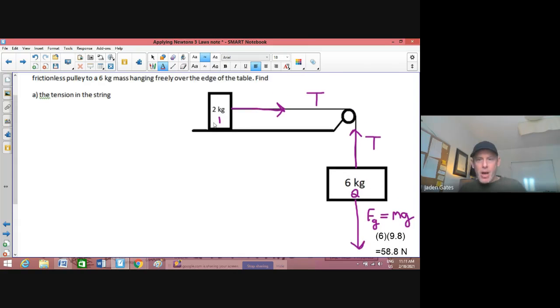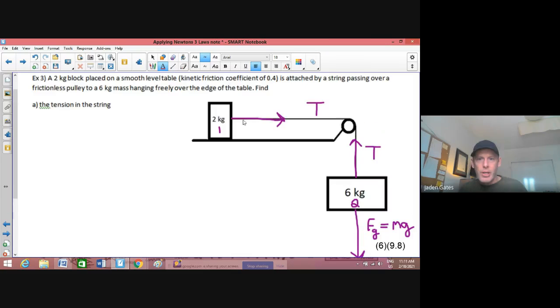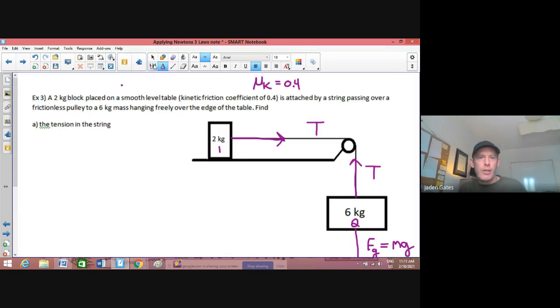Now, I want to get all the forces. The tension's pulling up on this one. The string is pulling up on this block, but gravity's pulling down. The string's pulling this block to the right. Kinetic friction: there is friction moving this way. Just drawing all the forces on here. So that's Fk there.